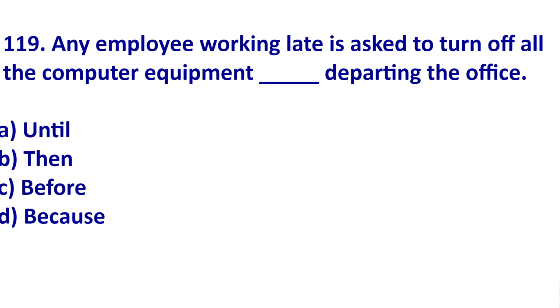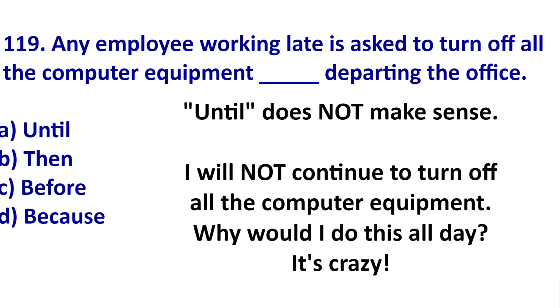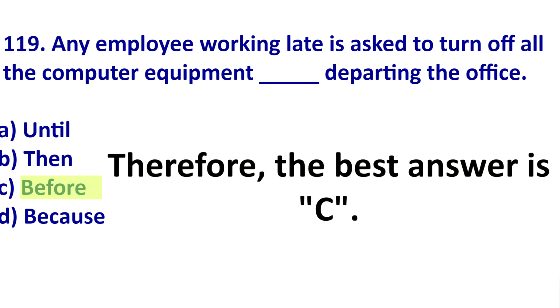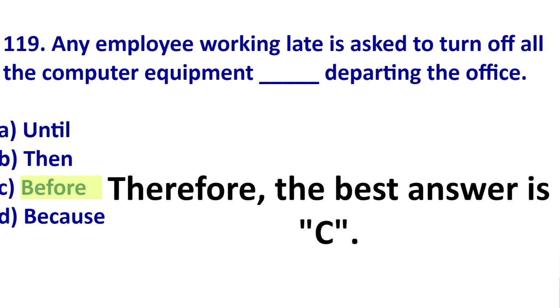In this TOEIC sentence, until would not make sense. If I continue to turn off all the computers and stop doing this when I leave, why would I continue to turn off all the computers all day? This is not an action that you continue to do. You only do it once. So therefore, the best answer is before.